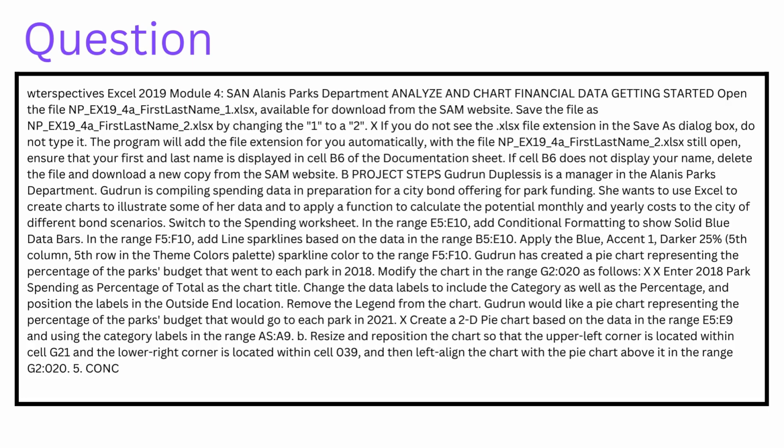Getting started. Open the file NP Excel 19 for a first last name 1.xlsx, available for download from the same website. Save the file as NP_EX19_4a_FirstLastName_2.xlsx by changing the 1 to a 2. If you do not see the xlsx file extension in the Save As dialog box, do not type it. The program will add the file extension for you automatically.